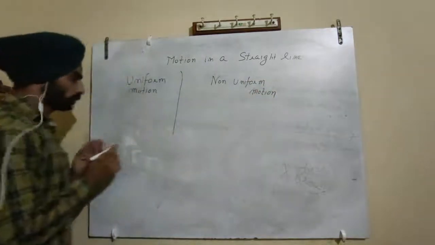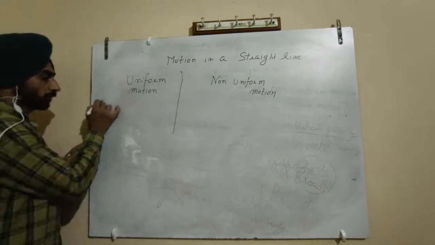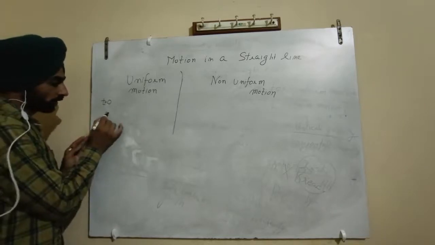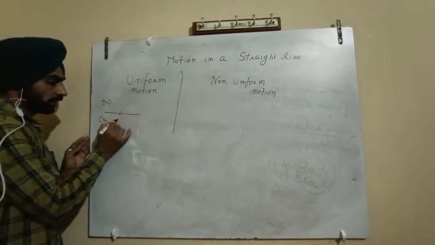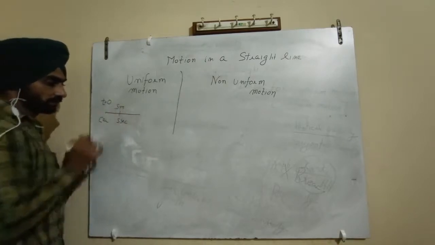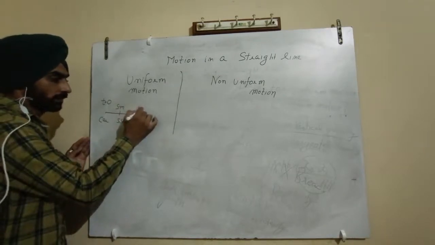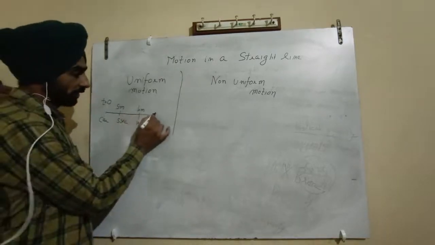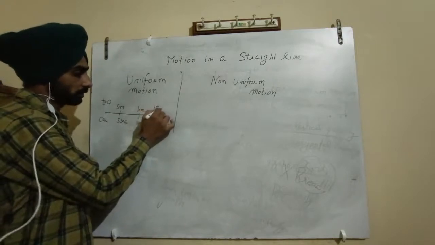So first, suppose a car is there. A car is the object. It has started from time t equals 0. Now the car is moving. Suppose the car has reached 5 seconds. After 5 seconds it has reached 5 meters, and after 10 seconds it has reached 10 meters. And suppose after 15 seconds it has reached 15 meters.